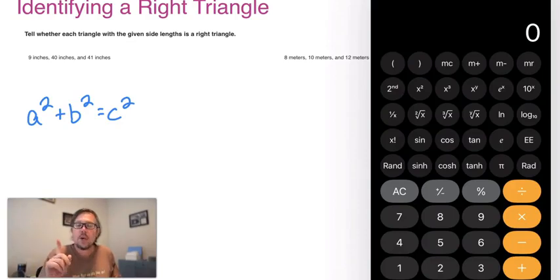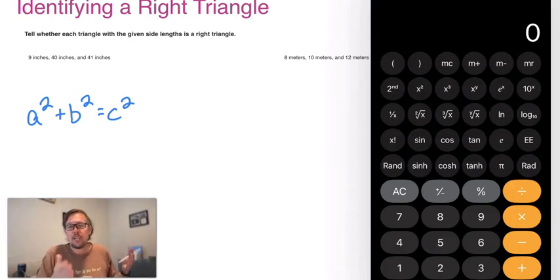Thing one, we have to make sure that when we plug the sides into the Pythagorean theorem, the longest side, the side length that is the biggest number, is our c. a and b don't matter. a and b can be either of the two shorter sides, but c must be the longest side.